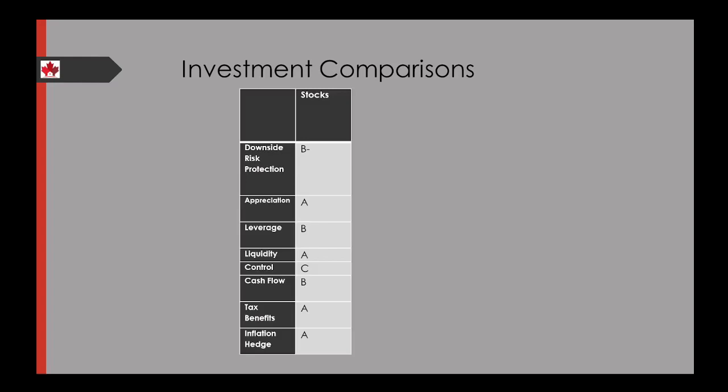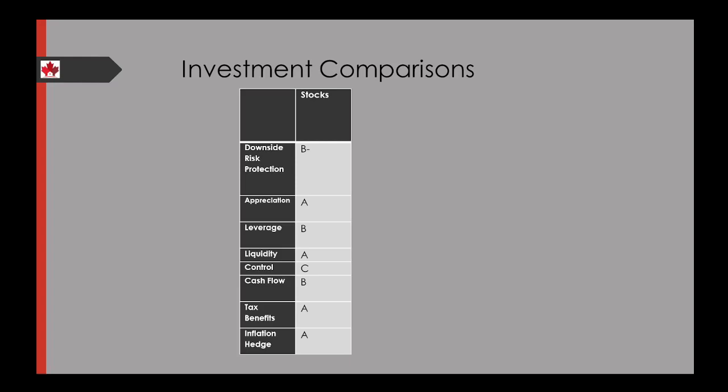So downside risk protection means how safe are these as far as going down? What could happen to my money to the downside? Appreciation is how much is this going to make me? Can it make me a lot of money or is it not going to go up very much? Leverage means am I able to borrow money in order to purchase this type of asset?